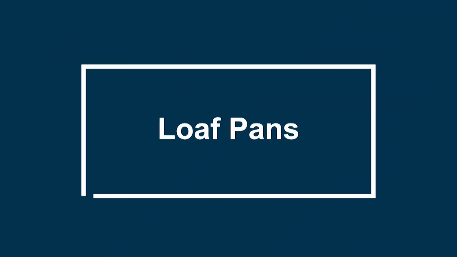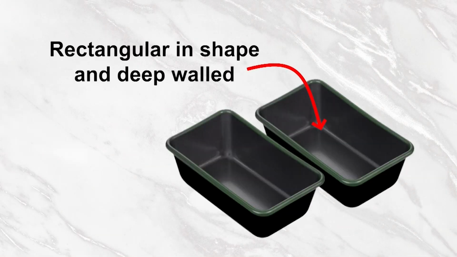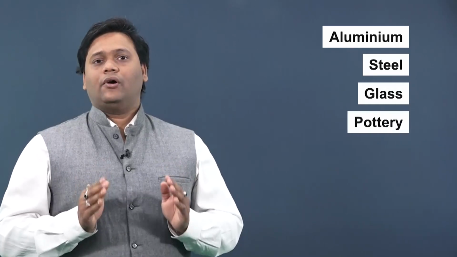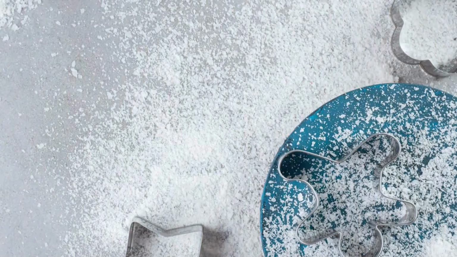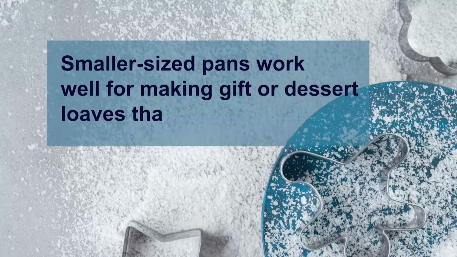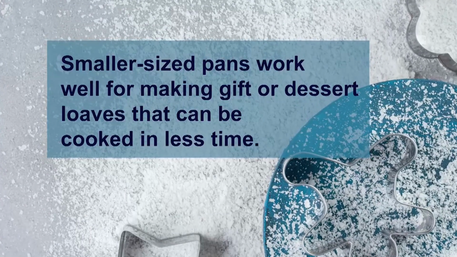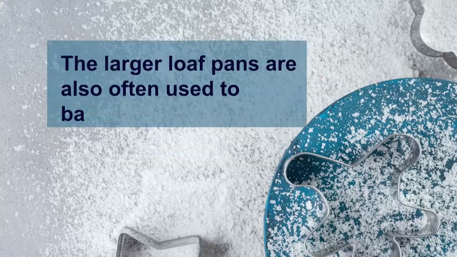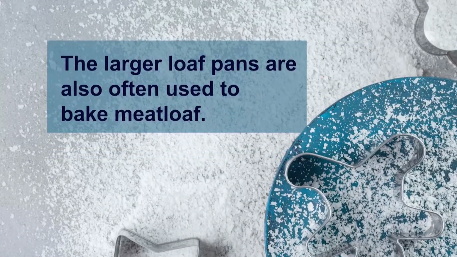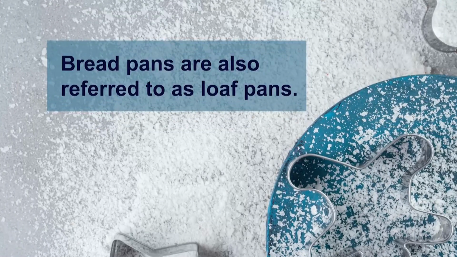Loaf pans. A baking pan, rectangular in shape and deep walled, is used to bake a single loaf of bread. Bread pans are typically made from aluminium, steel, glass, pottery, or stoneware. They are produced to make a semi-crisp crust with evenly textured crumb. Smaller sized pans work well for making gift or dessert loaves that can be cooked in less time. The larger loaf pans are also often used to bake meatloaf. Bread pans are also sometimes referred to as loaf pans.